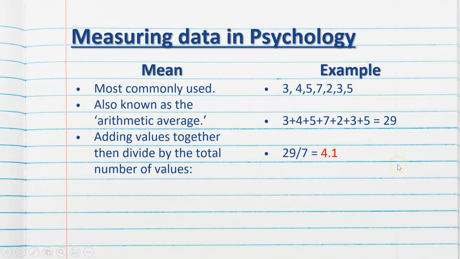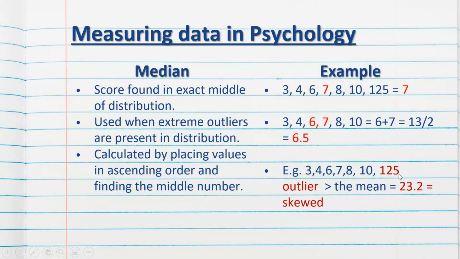So we always calculate the mean in psychology, but we can't just rely on the mean because it may be skewed or it may have outliers present. So we always then calculate the median. Now the median is the score found in the exact middle of a distribution. Now we always use the median as a more accurate representation when there are extreme outliers present in a distribution.